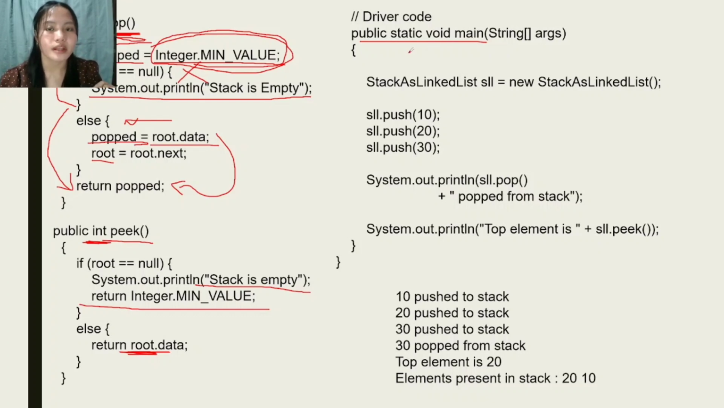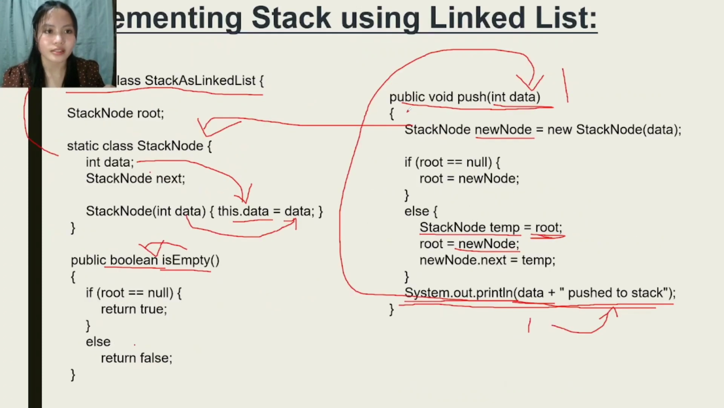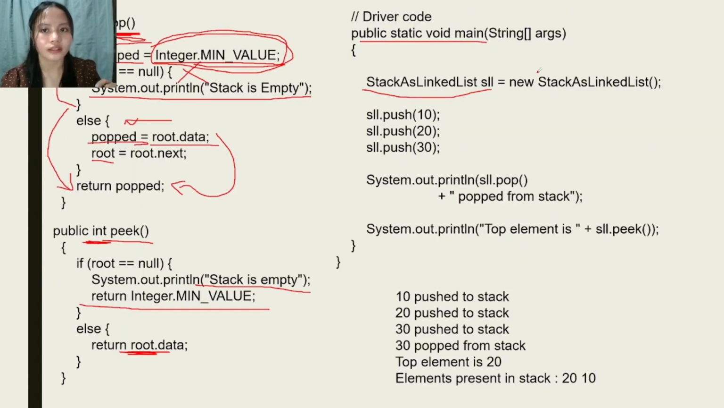So in our public static main, or in our main method, we created an instance of a class stock as linked list. Okay, we created an instance of a class stock as linked list. So where is that? This is our class. So we created an instance of this class, which is SLL.